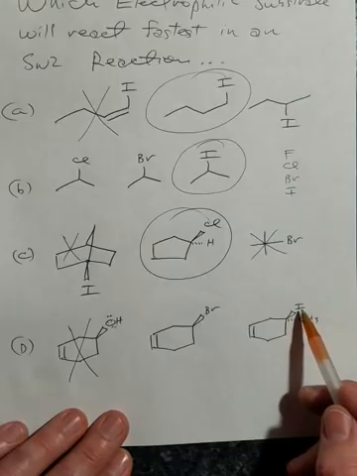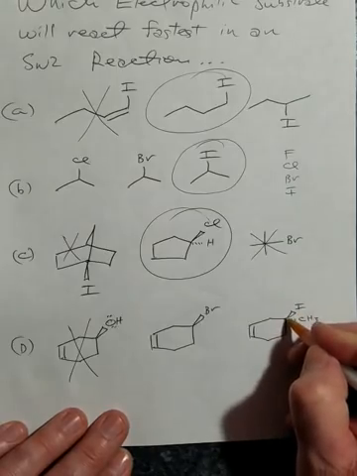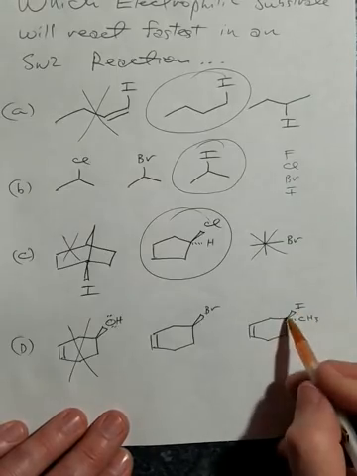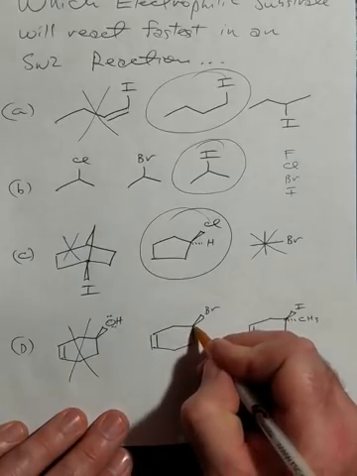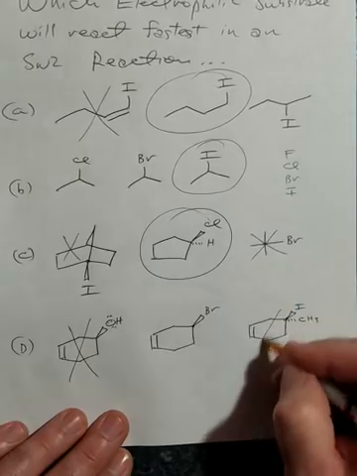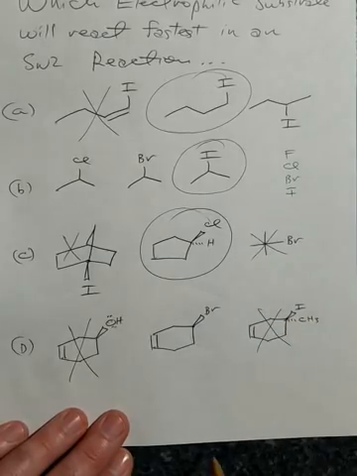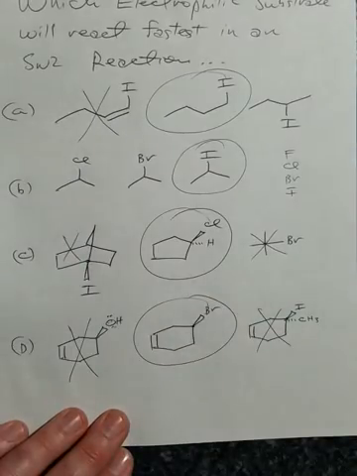Iodide, again, is the better leaving group, but let's look carefully. It's on a tertiary substrate. The carbon attached to the iodine is tertiary, whereas this bromine is secondary. Tertiary substrates are so sterically hindered we can just cross them off. They won't react, which means that that's our best choice.